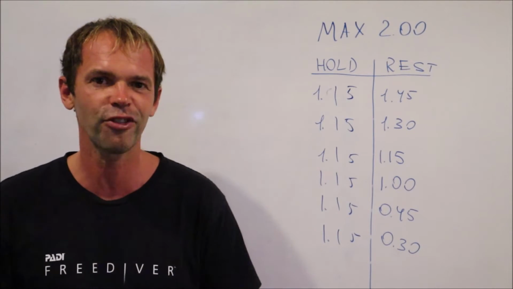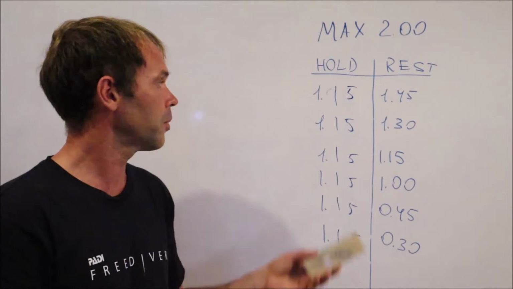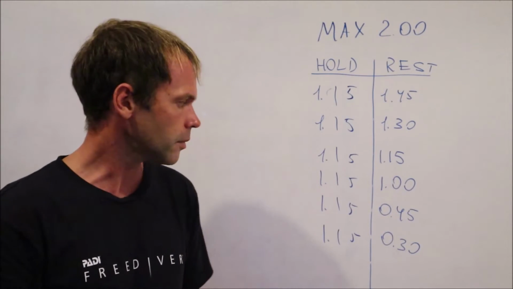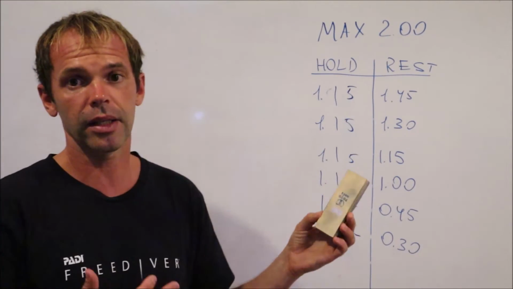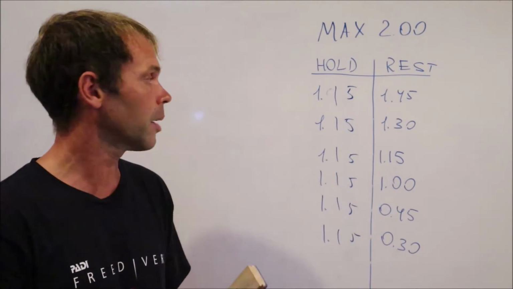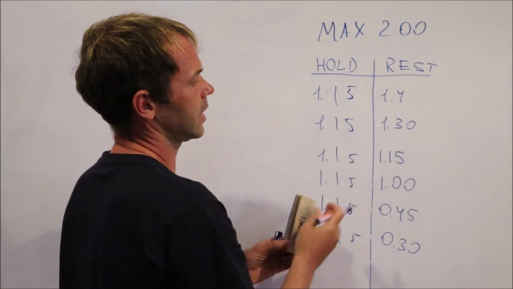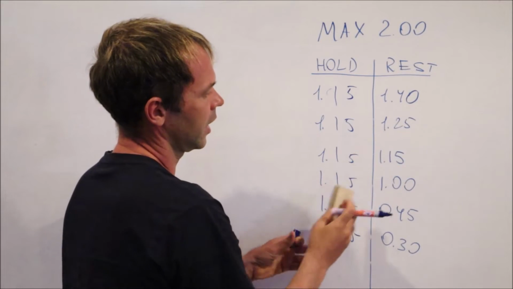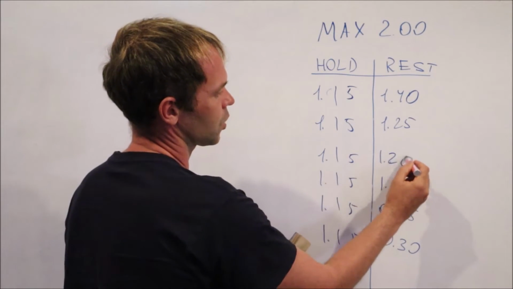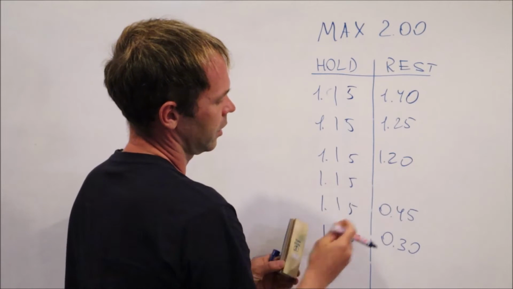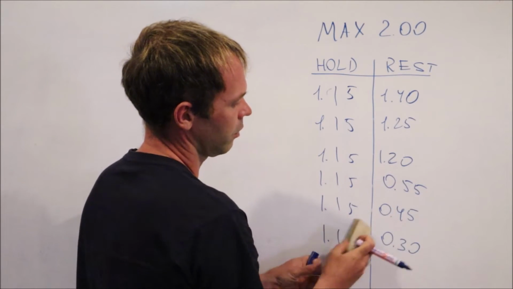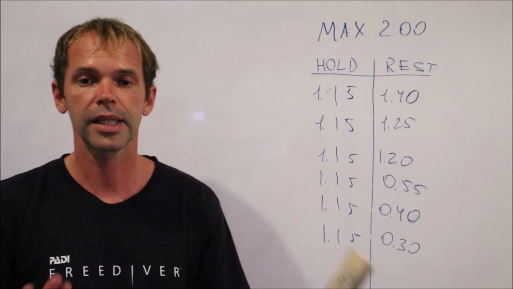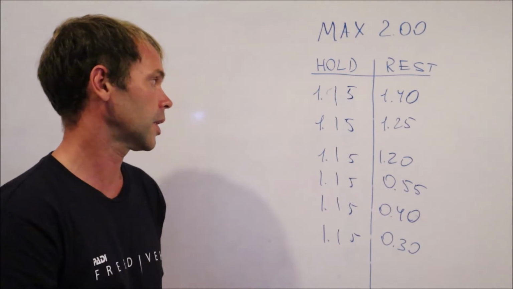So how can you increase the difficulty now? Again, you can do the same: simply increase your breath hold time, or you can decrease your recovery time. For example, you can make every recovery time 5 seconds less. Let's say you start with 1:40, the next one is going to be 1:25, then 1:20, etcetera. Then let's say it's going to be 55 seconds, 40 seconds, and let's say the last one is still 30 seconds. So this is a second idea of how you can make your CO2 table slightly harder.